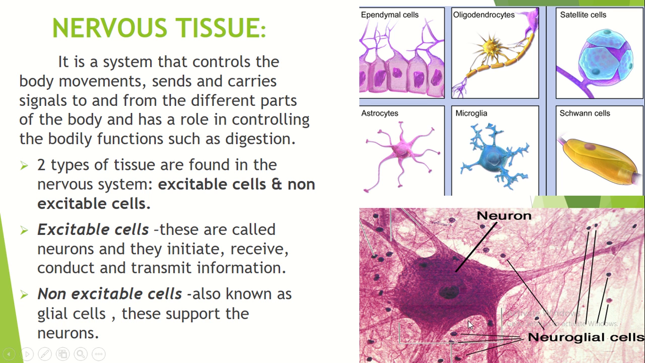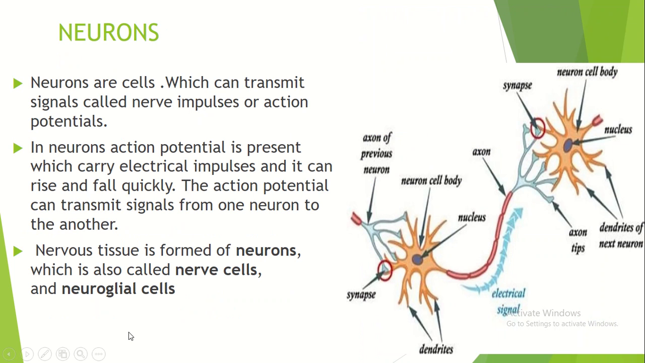So here you can see this is a neuron. And non-excitable cells, also called the glial cells, support the neuron. Here you can see the neuroglial cells. Many structures are present. These are called the glial cells, which support the neuron. The pictures are here: ependymal cells, oligodendrocytes, satellite cells, Schwann cells, microglia and astrocytes. So these are the glial cells, which are also called the non-excitable cells, which support the neurons.